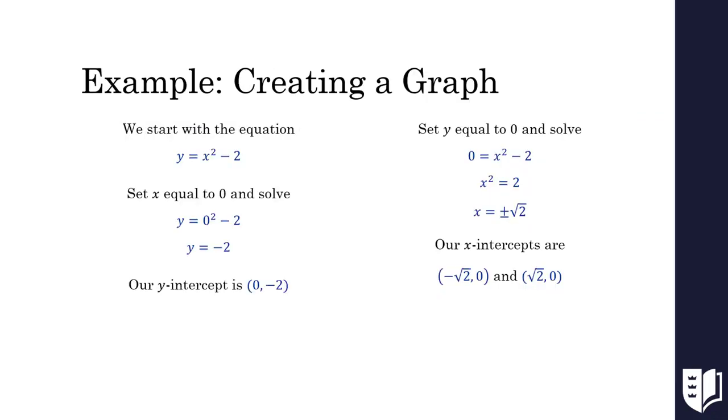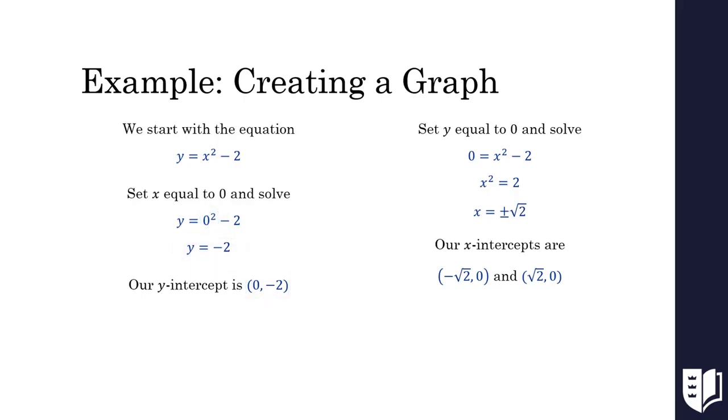Now let's do an example of creating a graph. We start with the equation y equals x squared minus 2. To find the y-intercept, we replace x with 0 and operate. 0 squared minus 2 equals minus 2, so our y-intercept is (0, -2).